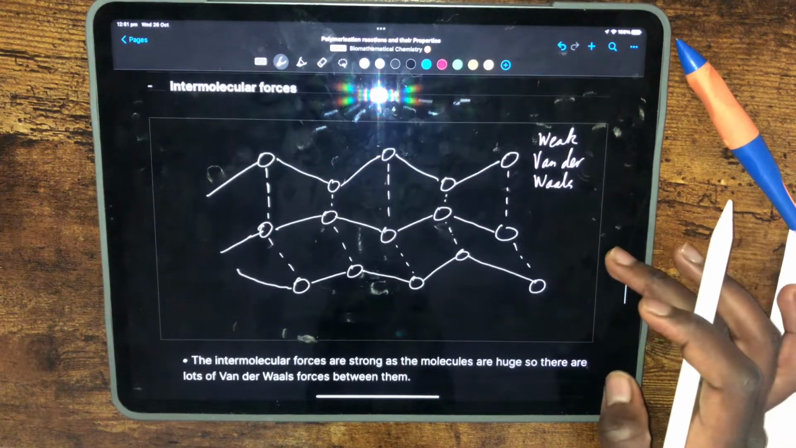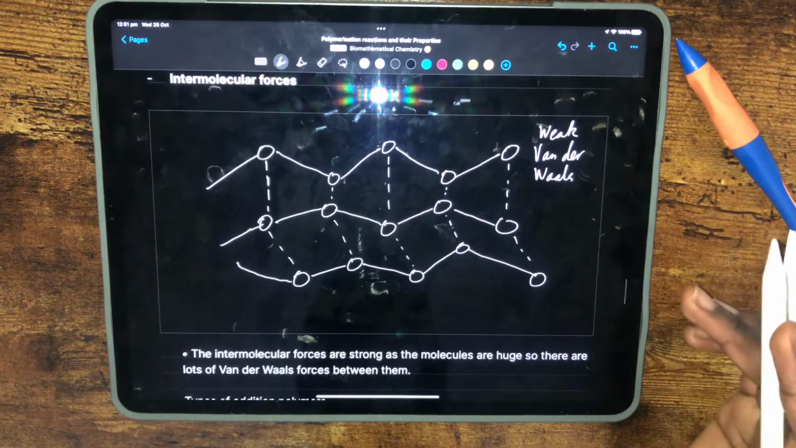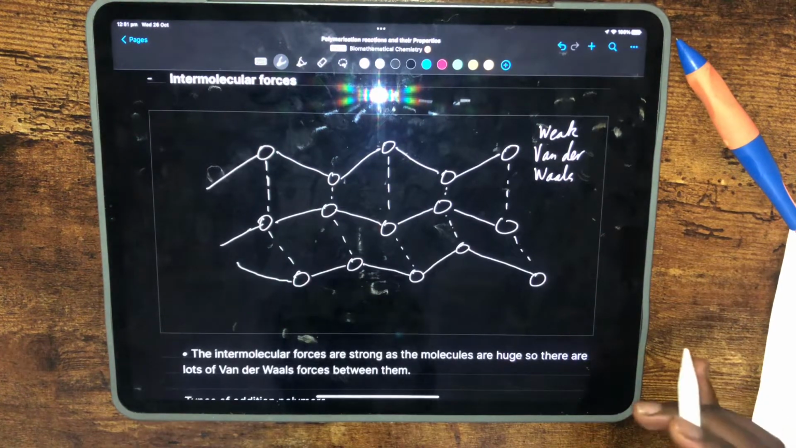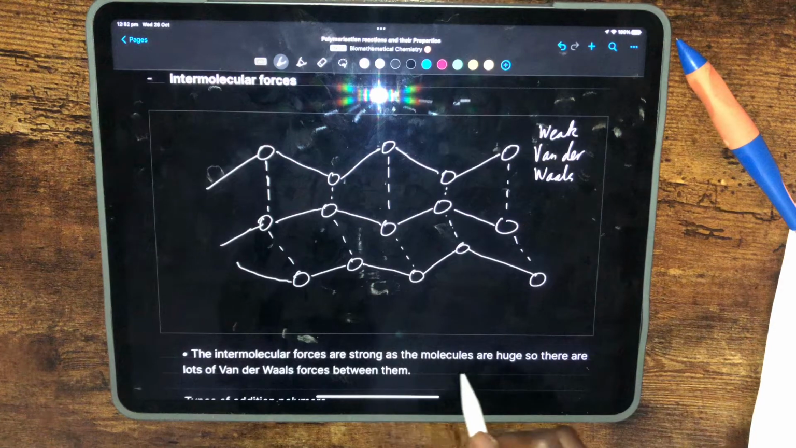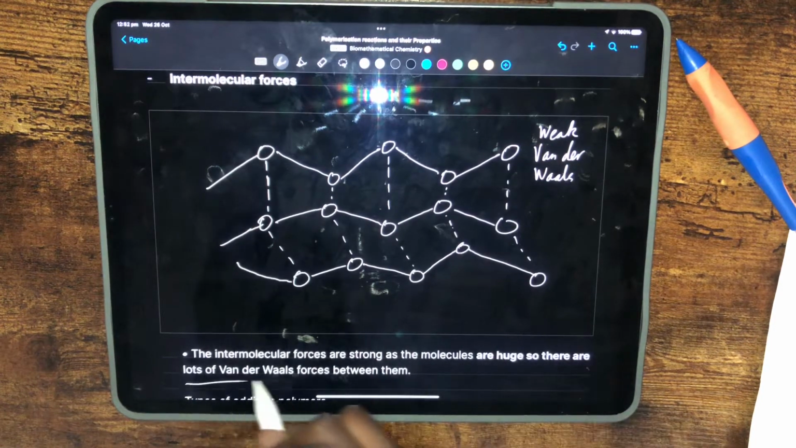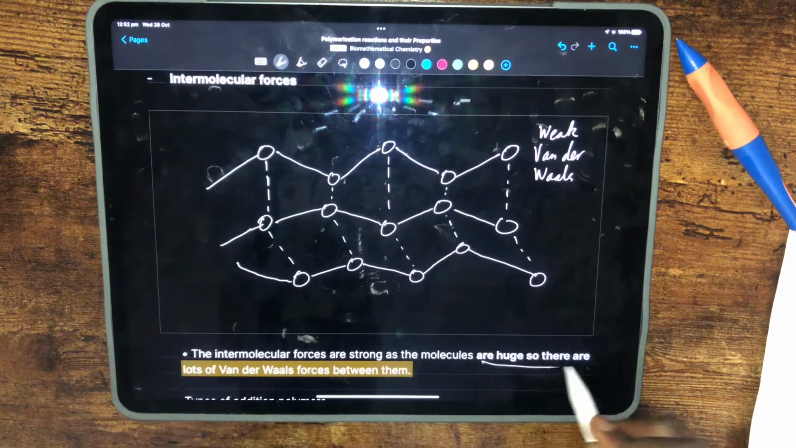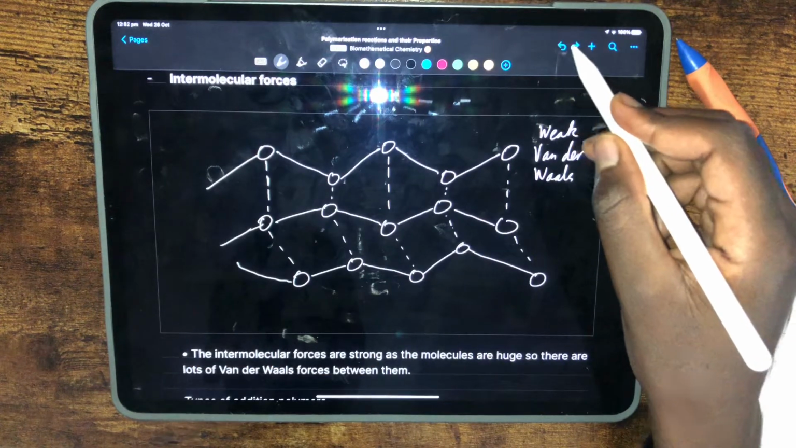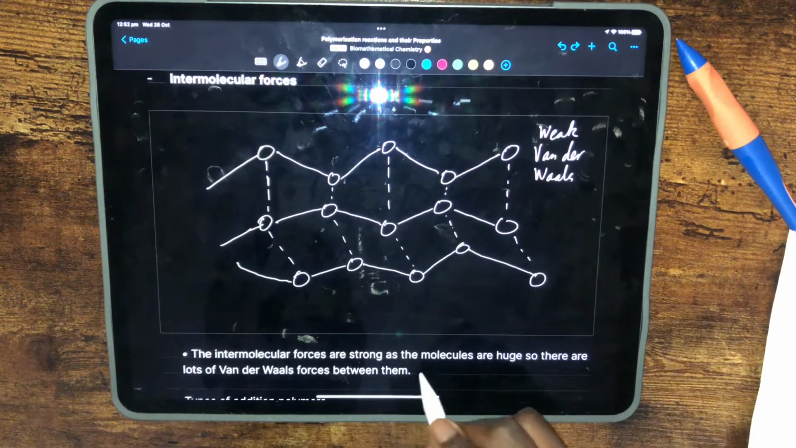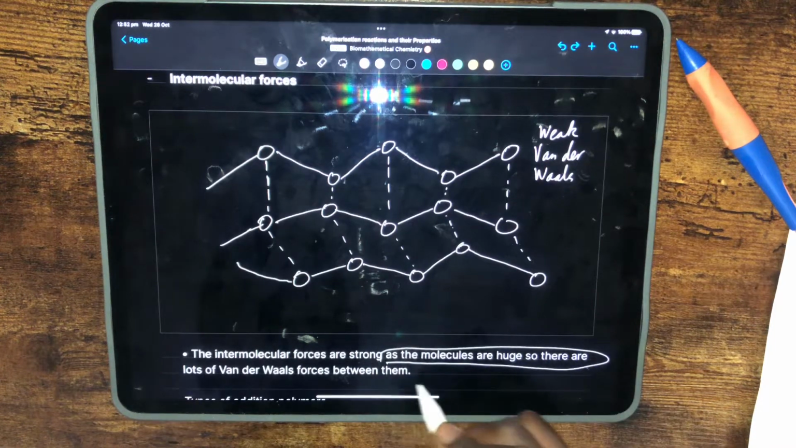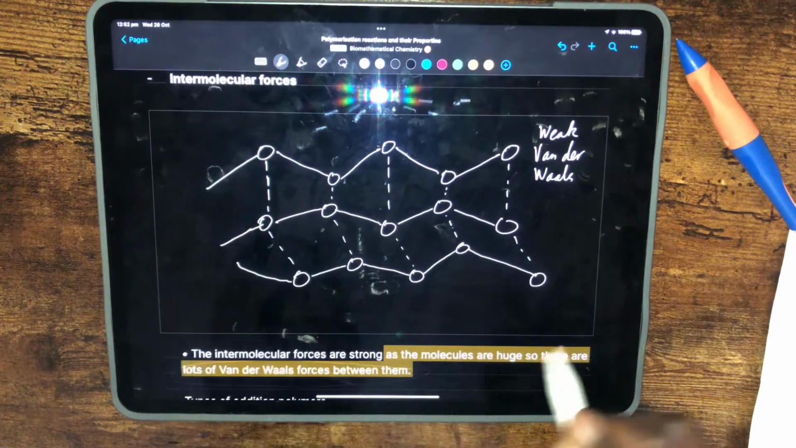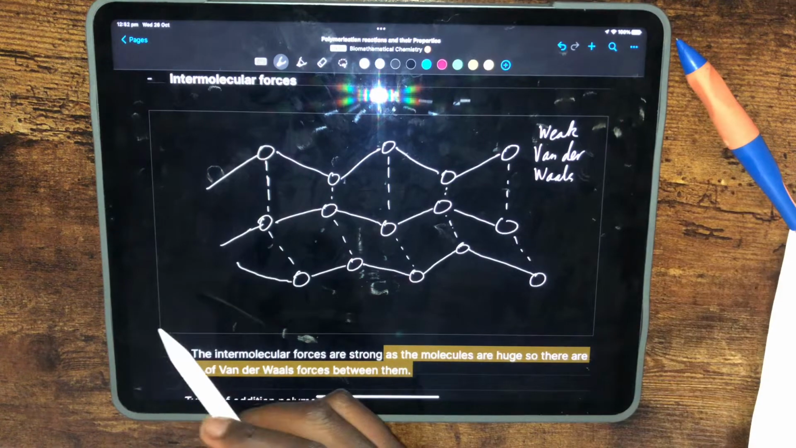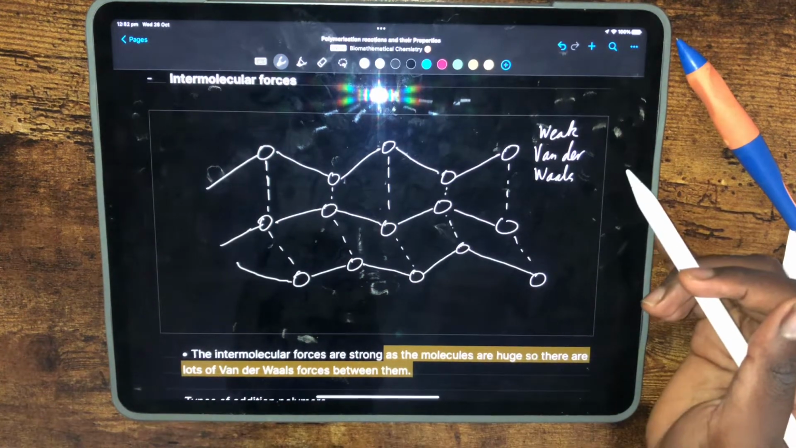As I said before, the intermolecular forces add up to be strong because the molecules are huge, so there are lots of van der Waals intermolecular forces between them. That's quite important, particularly the last part of the sentence. It's important to say because these bonds are quite weak by themselves, but when you have many of them, that's what actually makes it strong.